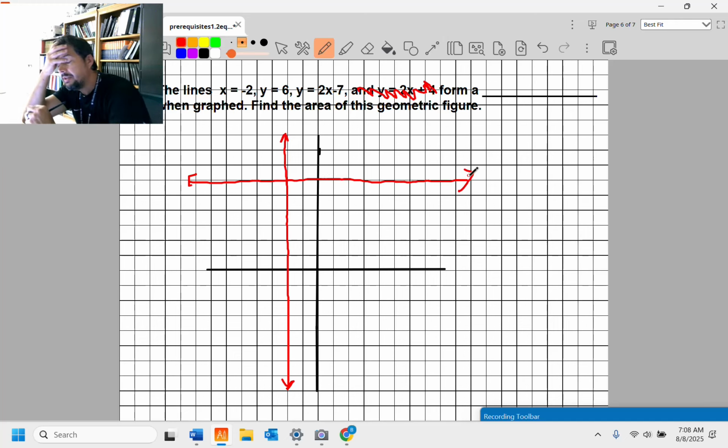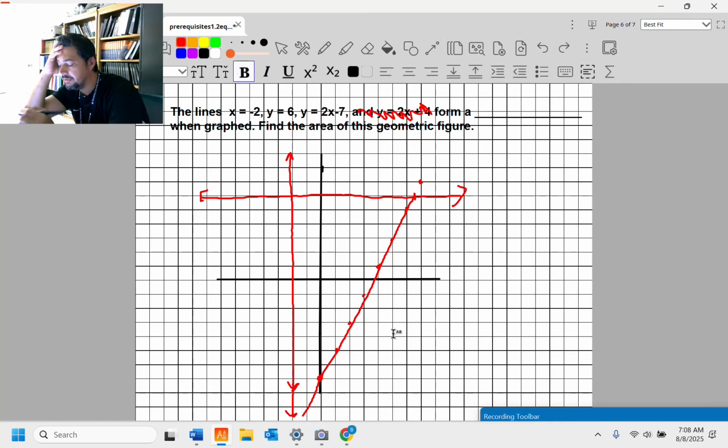It crosses the y-axis at y equals 6. Then you have 2x minus 7. It has a y-intercept of -7. It has a slope of 2, so it's going to rise 2 and run 1. Rise 2, run 1, rise 2, run 1. I'm going to do lots of dots to make sure I hit the spot best. Okay, so it's going to hit about right there. I did not leave myself enough room, I think, down here.